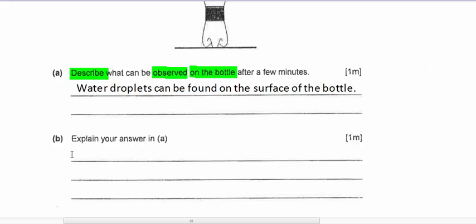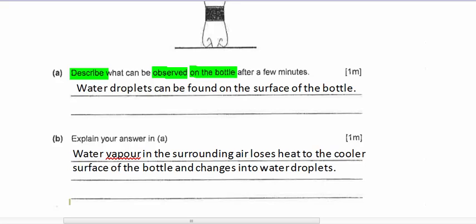So very standard explanation, and I hope that you will remember, it's very easy. Each time we talk about condensation, this is the answer that you will put. Basically there are 4 things you need to take note. First, you must explain that water vapor in the surrounding air loses heat. So the water vapor loses heat to whom? To the cooler surface. The keyword here is cooler, not cool, but cooler surface, and then changes into water droplets. So these are the 4 things that you must have.